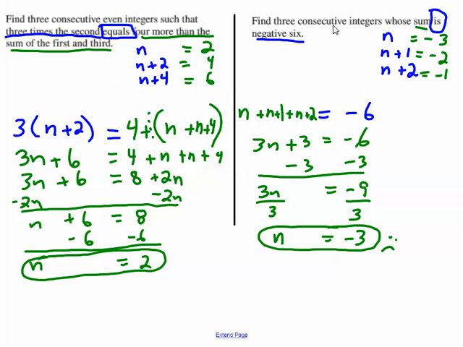Let's double check. Find three consecutive integers, -3, -2, -1. Yep. Whose sum is -6. -3 plus -2 is -5. Plus -1 is -6. There's my -6. I'm done.